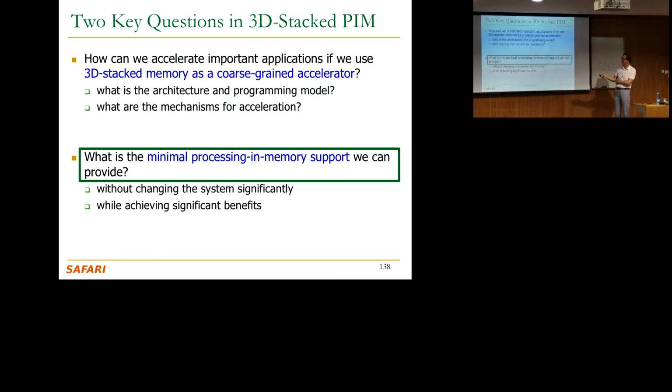So we're going to switch gears to this other question. We've actually changed a lot in the system, in some cases more than others. Especially with Tesseract, we changed a lot in the system. But now we're going to look at the minimal approaches. What is the minimal processing and memory support we can provide to exploit 3D stacked memory?